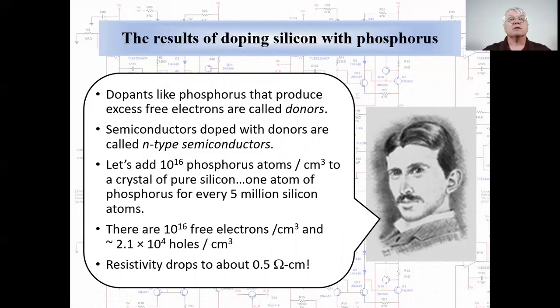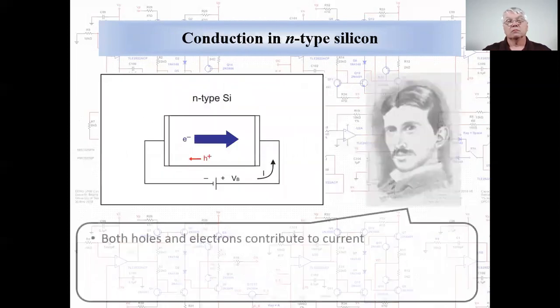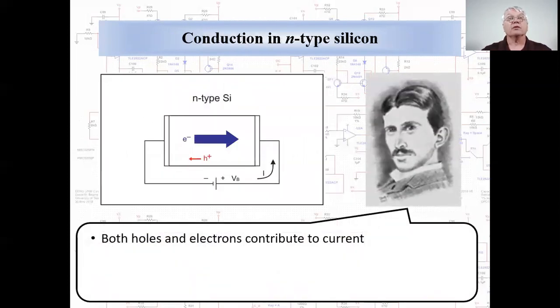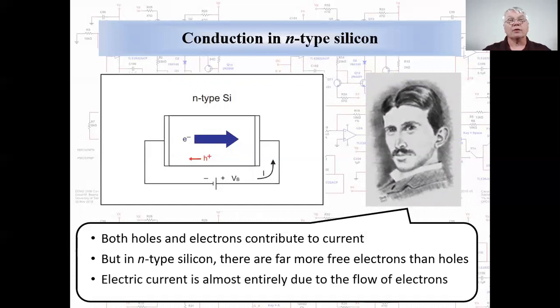Okay. Let's ask Nicola to explain electric conduction in N-type silicon. Both holes and electrons can contribute to conduction of an electric current, but the density of electrons is far higher than the density of holes in N-type material. So the current in N-type material is almost entirely due to the motion of electrons.